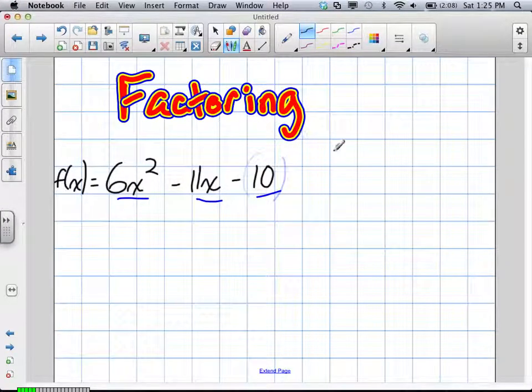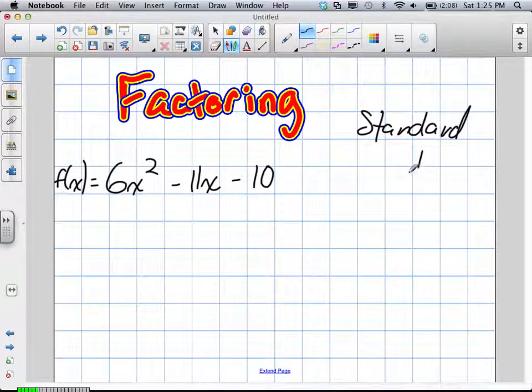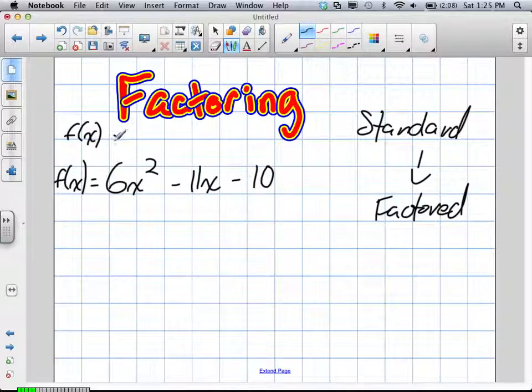This is in standard form. We're in standard form, and we're trying to get to factored form. And standard form is f of x is equal to ax squared plus bx plus c. So here would be our c, this is our b value, and this is our a.